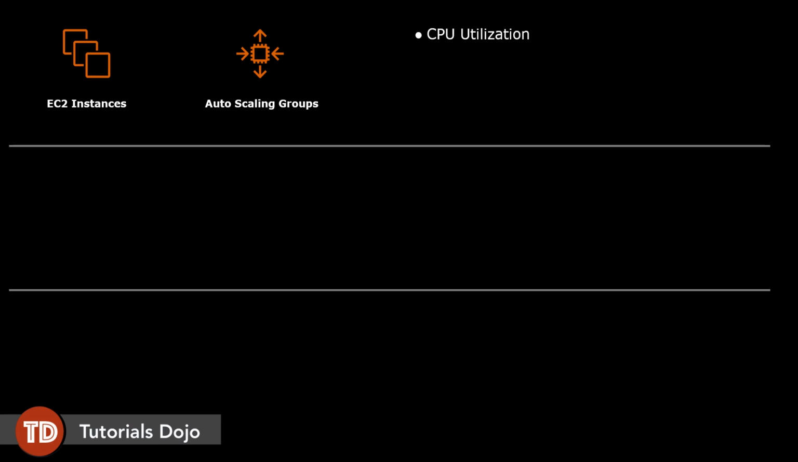First is CPU utilization. The second is memory utilization. Of course, this is not available by default. You will need to install a CloudWatch agent to collect this memory metrics. The third is the network performance metrics. The last one is storage performance.